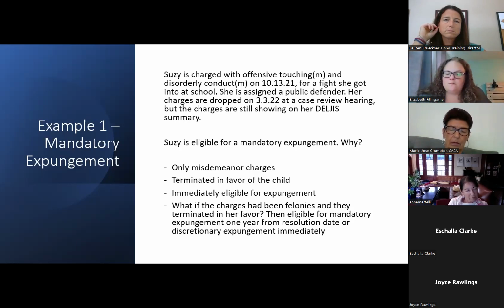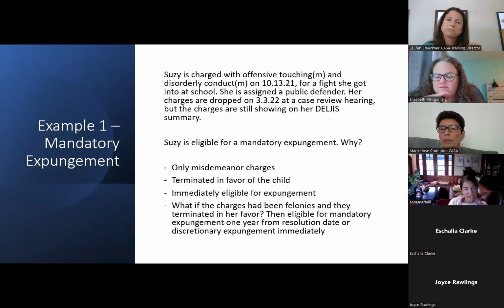But the charges have been dropped, and because it's a felony, that's the difference. Right, because it's a felony. And so you'd have to wait that 1 year. Once you get to that 1 year mark, then it becomes mandatory. So then they can't oppose it anyway. I can't think off the top of my head of a good reason why they would oppose, except they really think she did it, but the witness wouldn't cooperate.